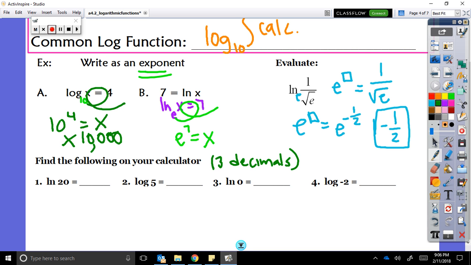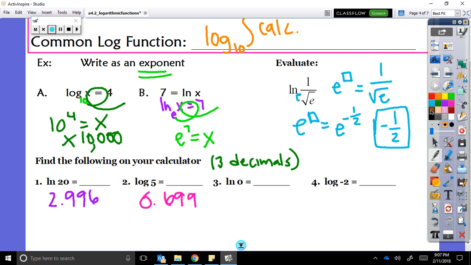All right, so I hope you're able to evaluate these on your calculator pretty easily. So I'm going to tell you what I got. For natural log of 20, I got 2.996. For log of 5, I got 0.699. And then for the last two, I hope that you got the same answer.